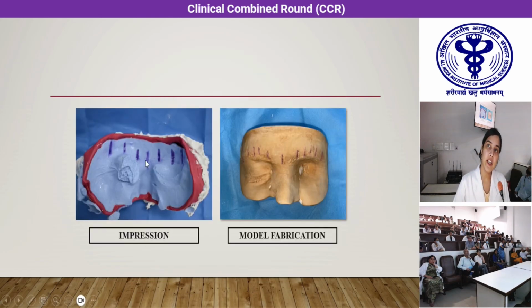For the impression making, first we made the markings. One in the midline, then at the medial canthus of the eye, in the center of the iris, and the lateral canthus of the eye. These markings were first made on the normal eye, and then transferred to the contralateral eye. Similar markings, after impression, were transferred to the models. This will later help us to position the iris.